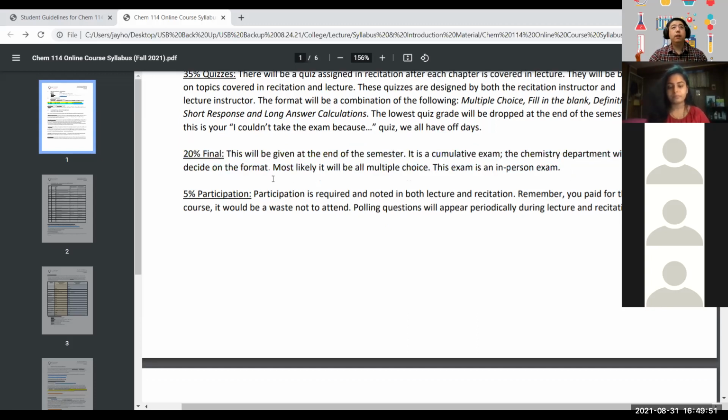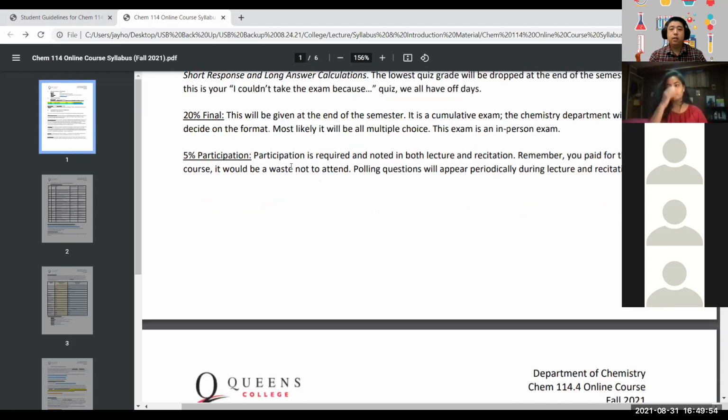Okay. Now, 5%, I call this participation. This simply means that you come to lecture and you go to recitation. On Zoom here, I automatically have your attendance taken, so you don't have to say anything when you join. The fact that you join tells me how long you've been in, whether you join at the beginning or at the end, whatever it is. So it automatically takes your attendance.